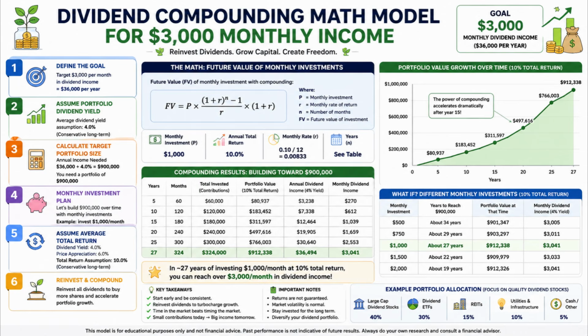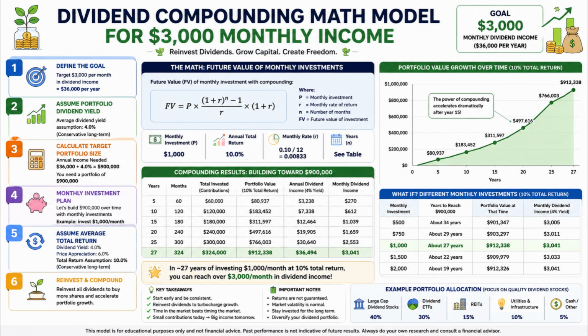In this video, we will discuss the dividend compounding math model for generating $3,000 in monthly dividend income. To begin, the income goal is $3,000 per month. When multiplied by 12 months, this equals $36,000 in annual dividend income. This annual figure is important because dividend yields are normally calculated on a yearly basis.